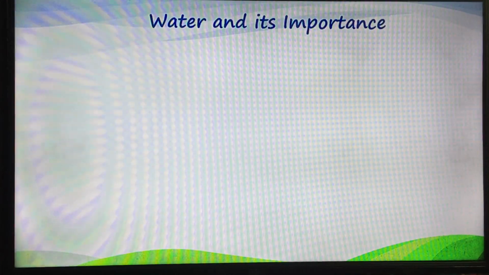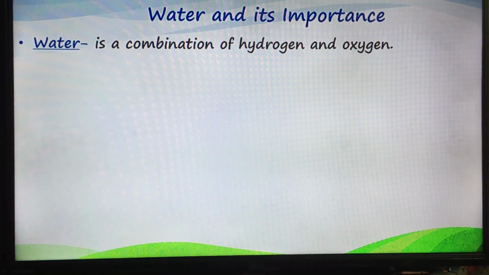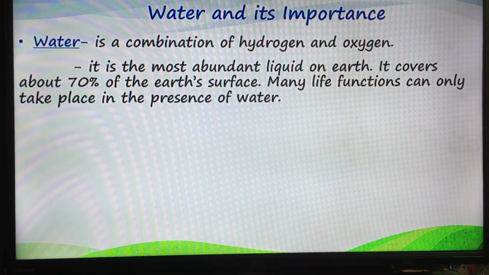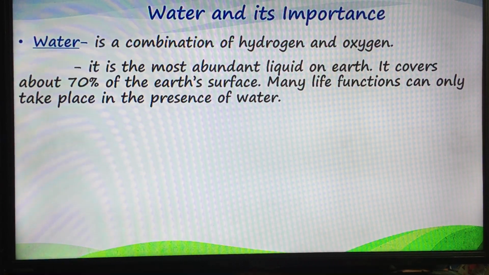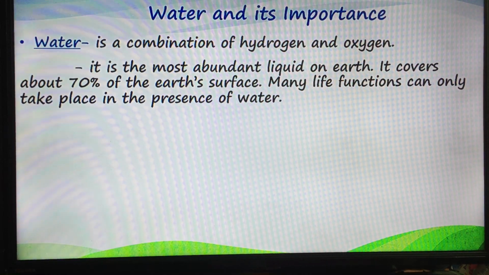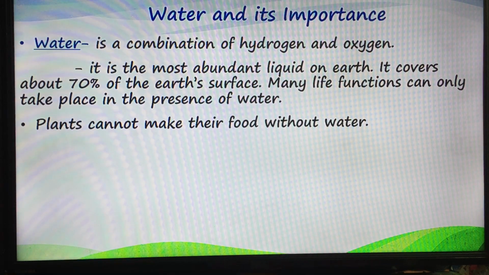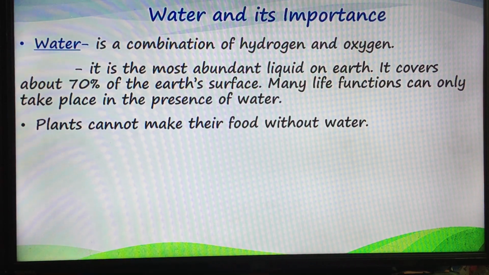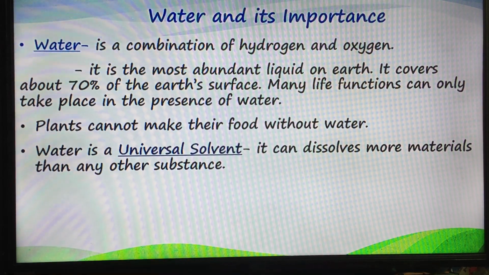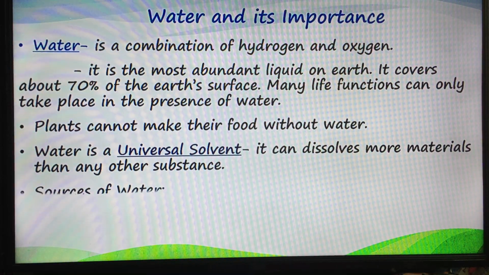Water and its importance. Water is a combination of hydrogen and oxygen. It is the most abundant liquid on Earth. It covers about 70% of the Earth's surface. Many life functions can only take place in the presence of water. Plants cannot make their own food without water. Water is a universal solvent. It can dissolve more materials than any other substance.